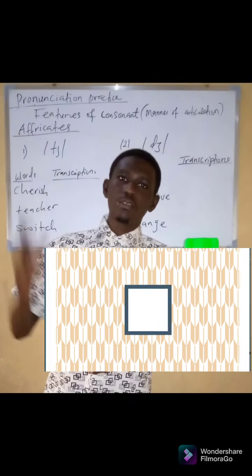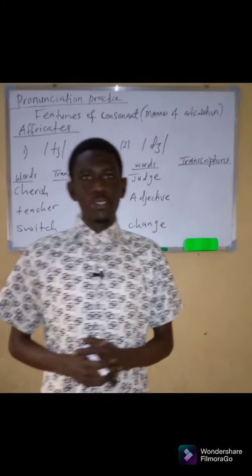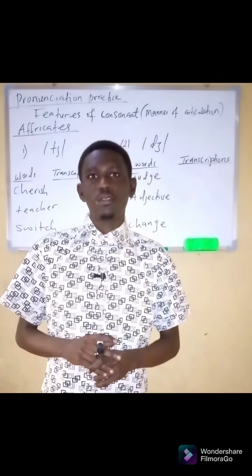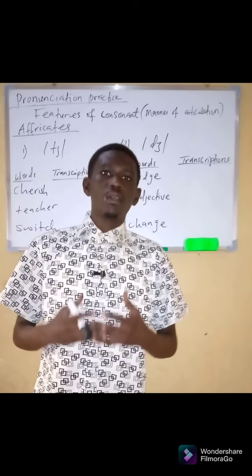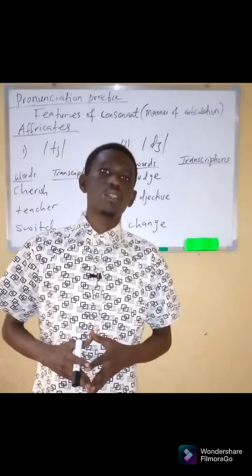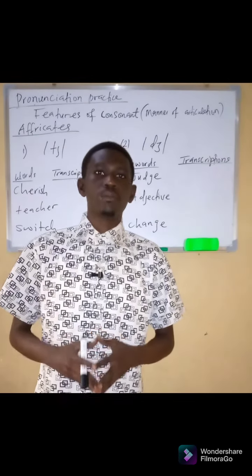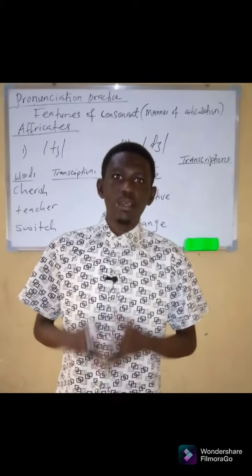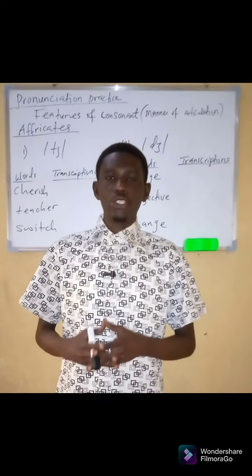Remember we're still talking about features of consonant sounds and specifically manner of articulation, under which we discussed plosives and fricatives, where we said that plosives are consonant sounds which when pronounced there is an explosion of the air from the airstream, while fricatives are those consonant sounds which when pronounced there is a friction of the air from the airstream. So today we are going to discuss affricates. Affricates is the third feature under manner of articulation.